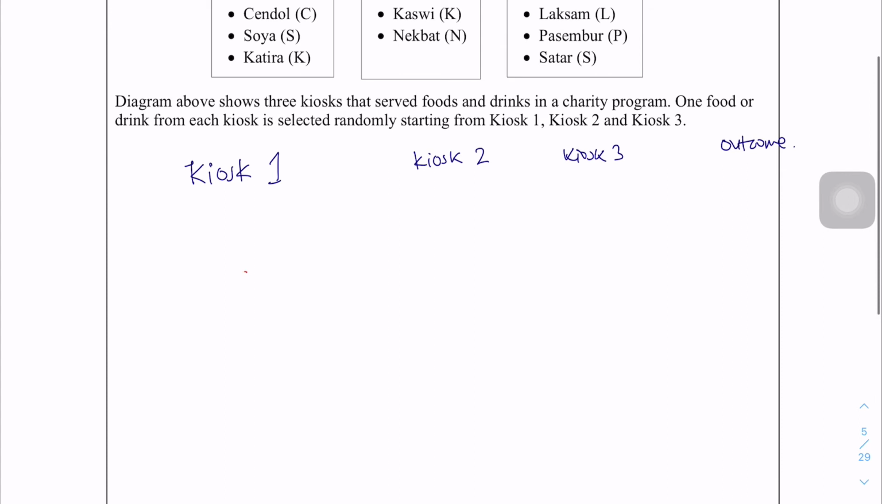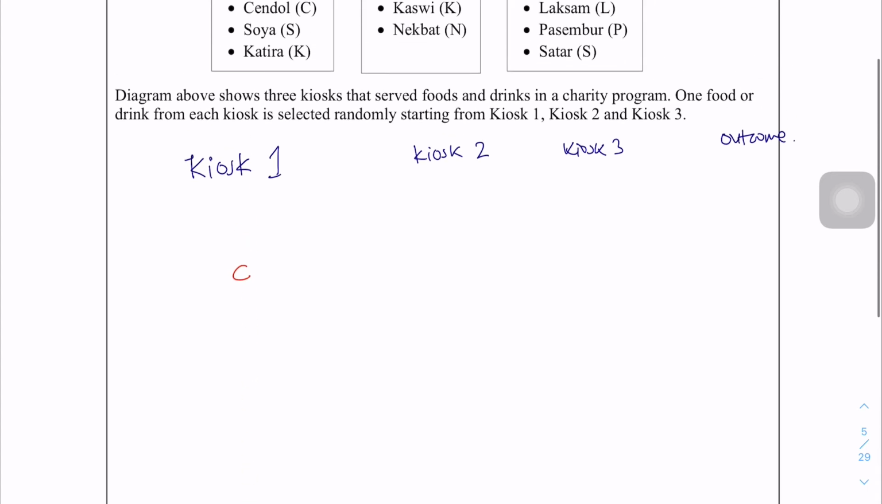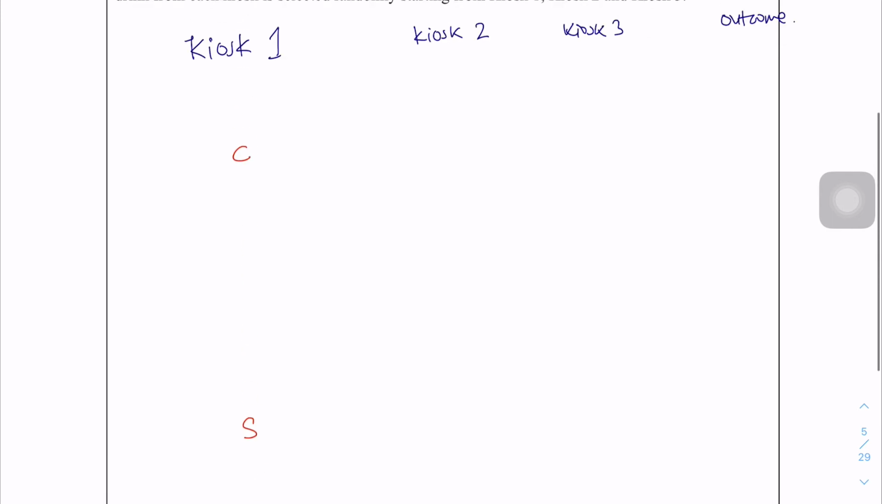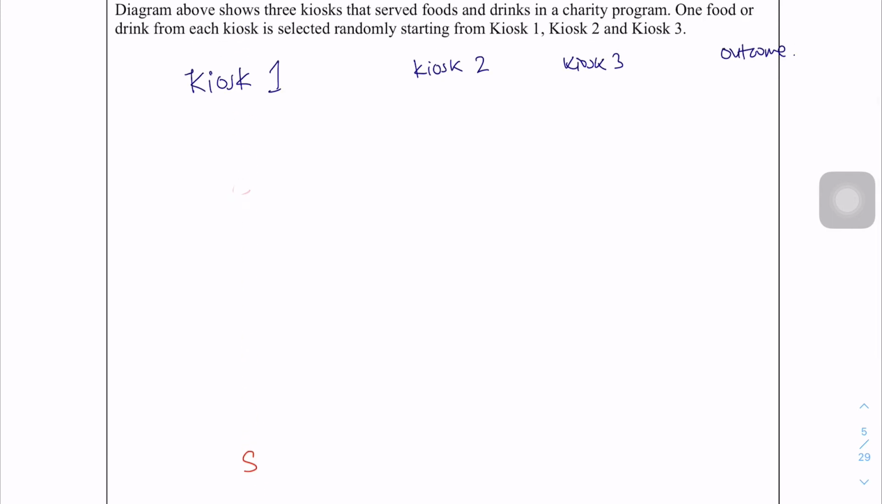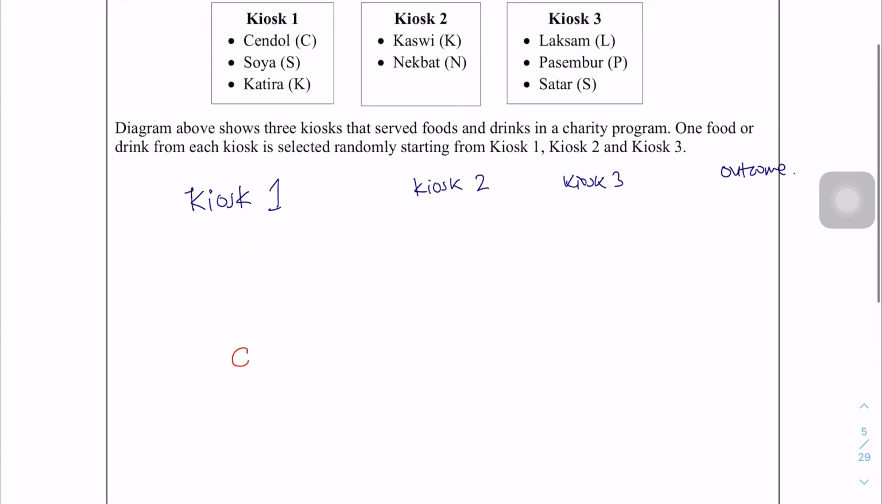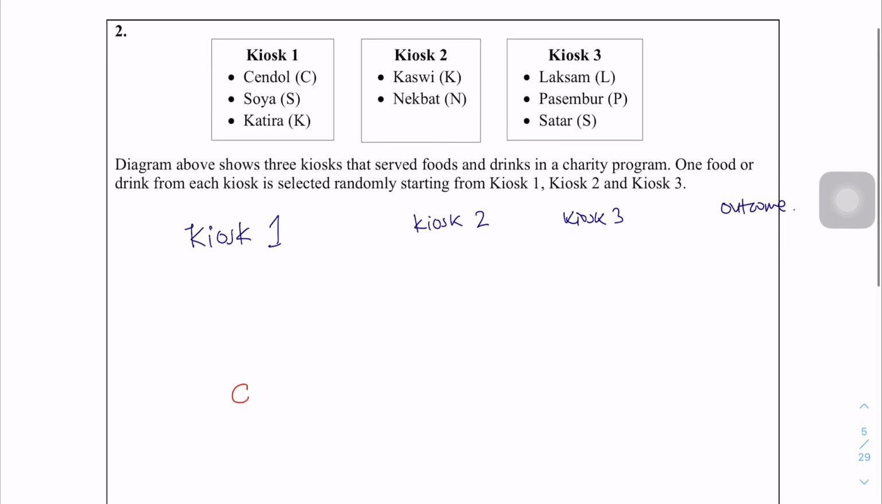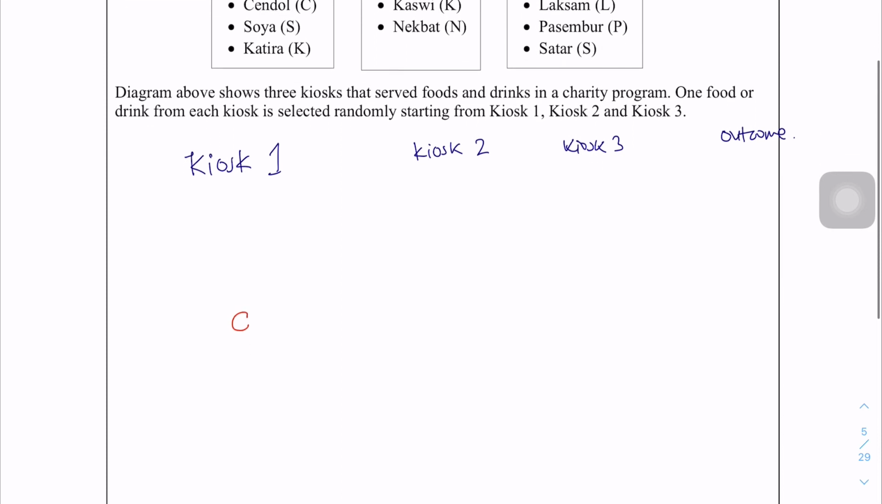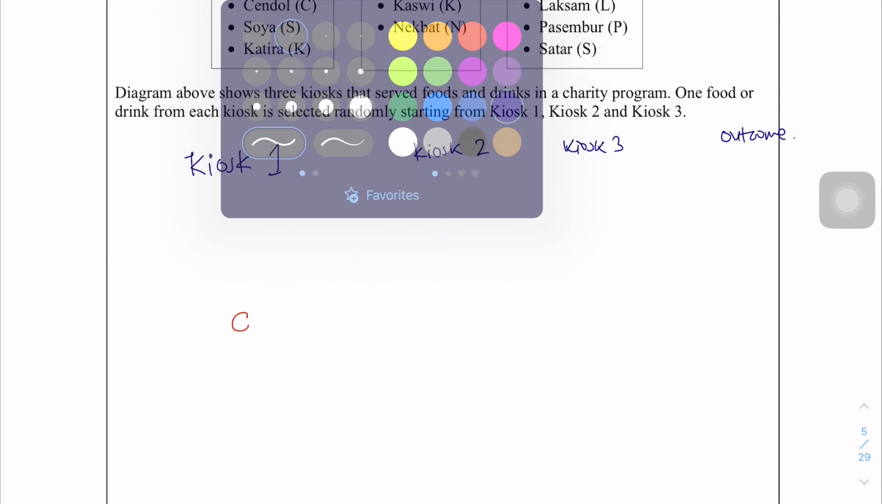Cendol. So we have cendol, we have soya, and what's the last one? Katira. Okay, katira. Please make enough space. C for cendol.